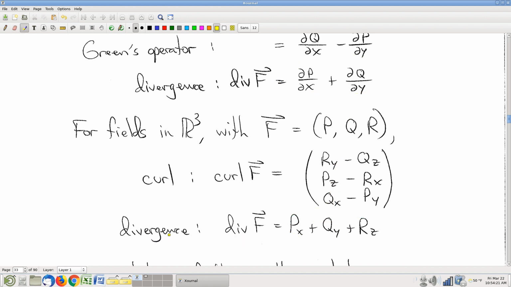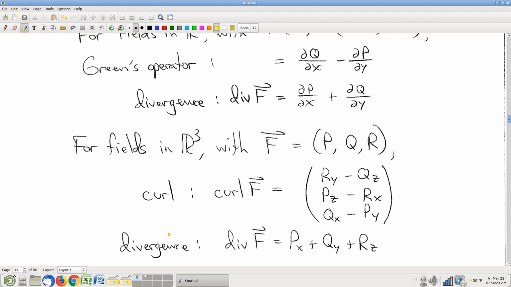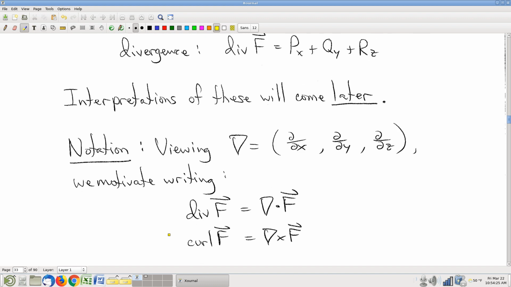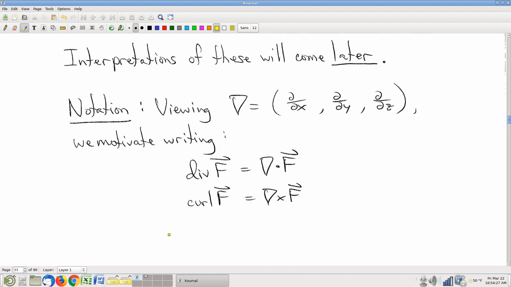So, heads up, these are certain constructions that you'll need to do some computations with. I do want to introduce a notation that's very common. Divergence is sometimes written as del dot F. So remember this thing here called del. We've previously written gradient like this.